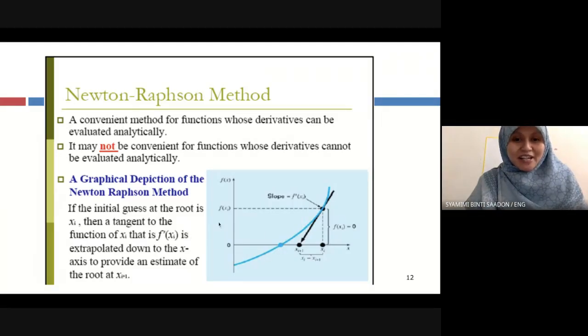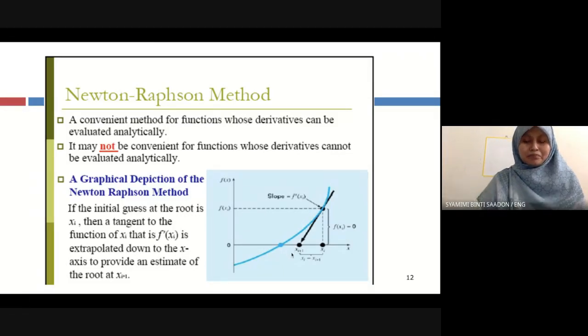If the initial guess at the root is xi, if we assume the initial root xi, then a tangent to the function at xi, that is f prime of xi. The tangent, the slope, this black line, is extrapolated down to the x-axis to provide an estimate of the root at xi plus 1.